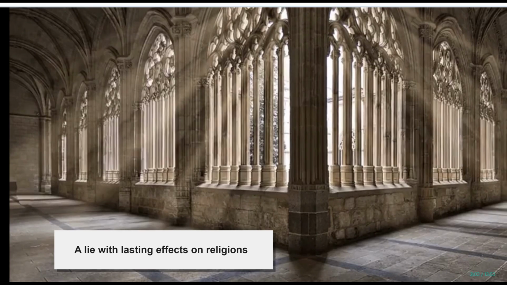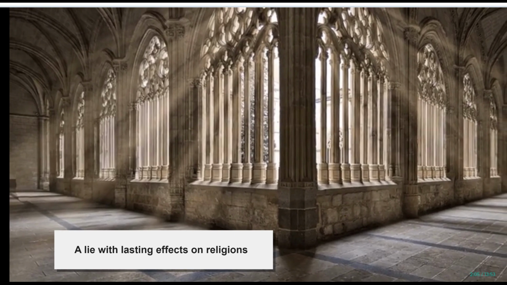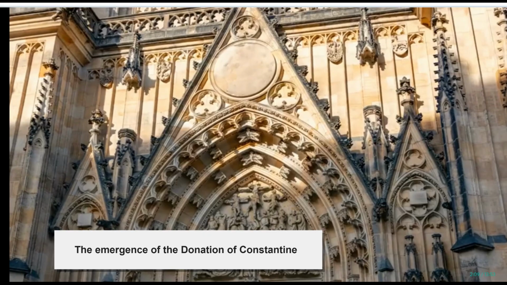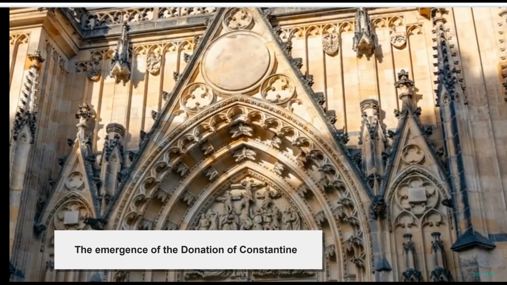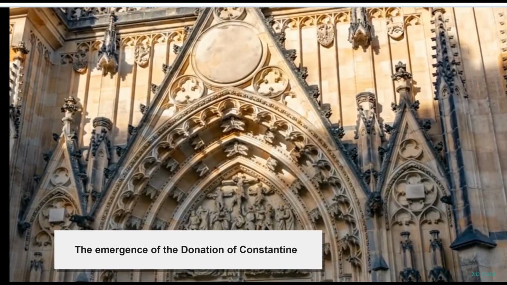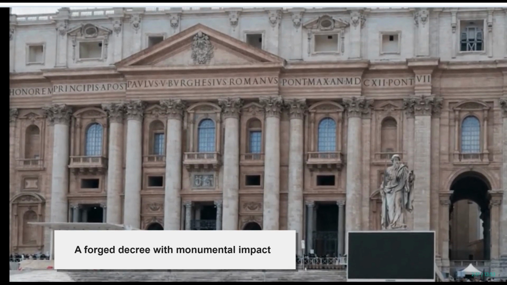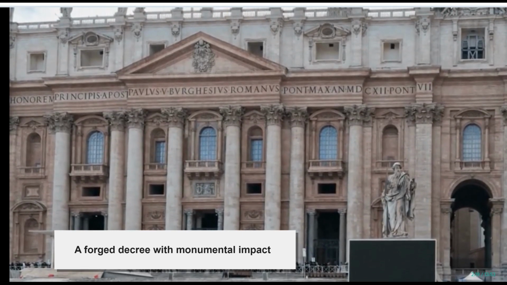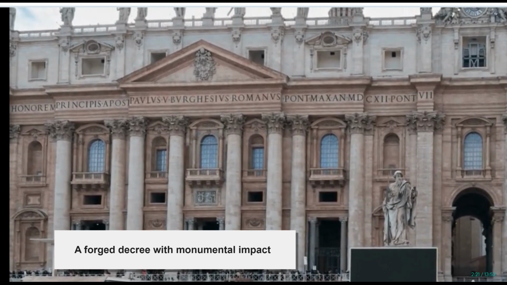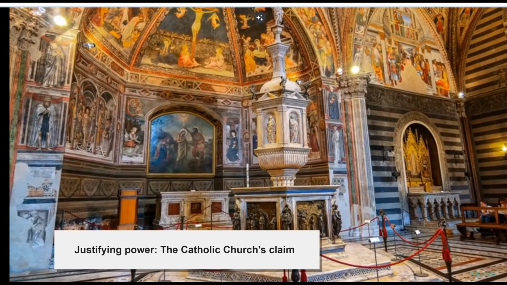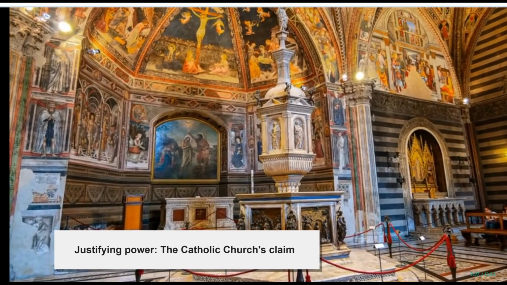Moving forward in time, we encounter a lie that would have profound implications for world religions. In the 8th century, a document emerged that would come to be known as the Donation of Constantine. This forged decree claimed that the Roman Emperor Constantine I had transferred authority over Rome and the western part of the Roman Empire to the Pope.